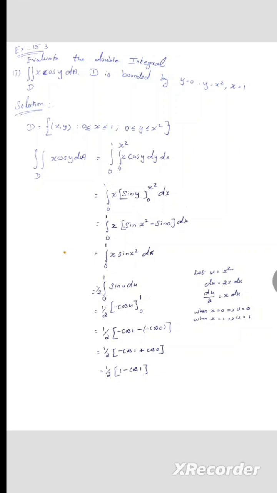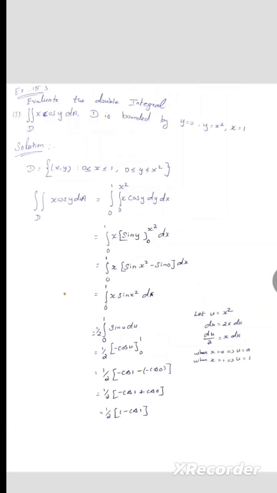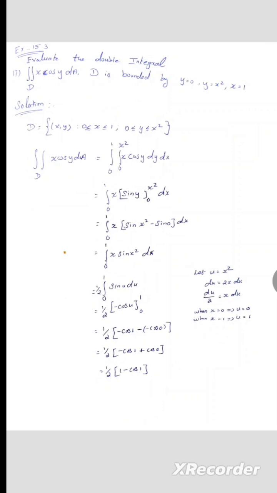So first, the function is x cos y dA. Therefore we can apply the limit for x as the outer integral limit. Therefore integral 0 to 1, and the inner integral limit is given for y, 0 to x squared. Then x cos y dy dx. Now this is the evaluation part, how to evaluate this integral. So first we have to integrate the inner integral. Here the inner integral is with respect to y. So we have to integrate with respect to y.